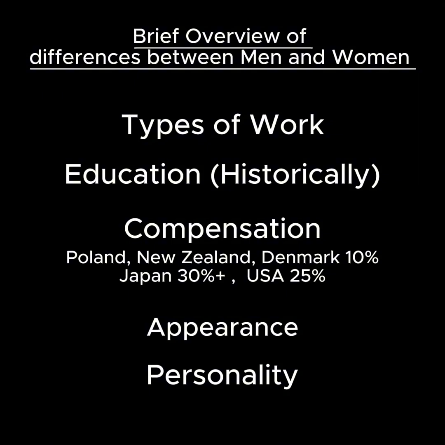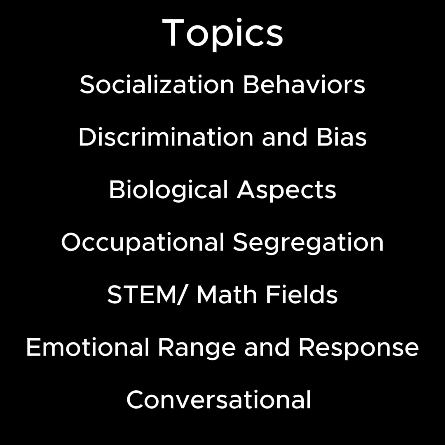Okay, so having set the basis for what we're going to look at, the first topic that we're going to discuss is socialization behaviors. Just to set the stage a bit, once we finish with socialization, I'll move on to talk about discrimination and bias more specifically, and then we'll move on to addressing some of the more biological aspects of gender differences, including a look at hormones and their influence on behavior and interests and such, and other biological differences, for example, differences in brain structure and function.